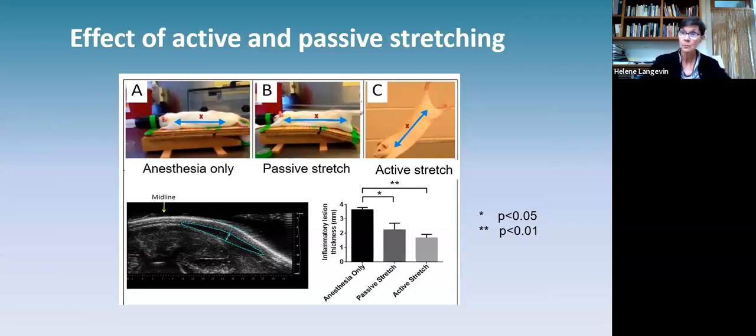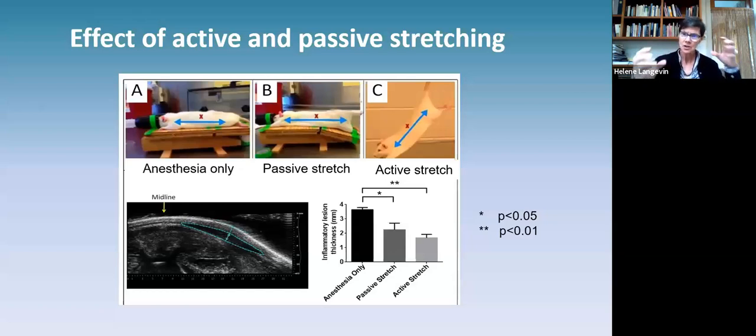So we did an experiment where we compared this active stretching to passive stretching under anesthesia, where we just anesthetize the animal and basically just stretch it, compared with anesthesia alone without stretching, which would control for the effect of stress. And what we found is both passive and active stretching reduced the amount of inflammation, although active stretching was a little better, but not statistically significantly so, than passive stretching. They were both better than anesthesia only.